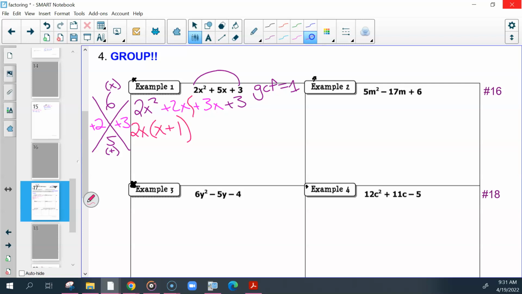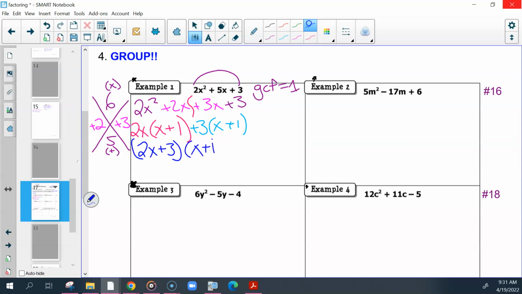What is the GCF of the second two? 3. Positive 3. And what would be left? x plus 1. So then what would our two factors be? 2x plus 3 and x plus 1.